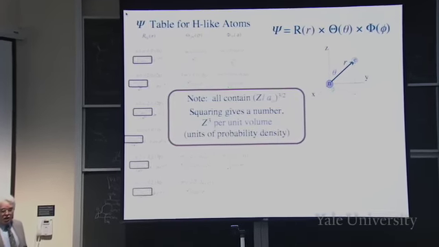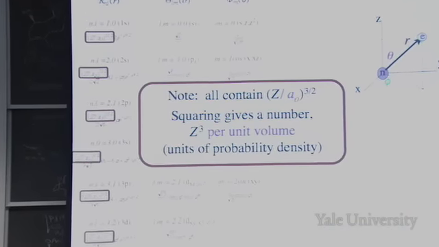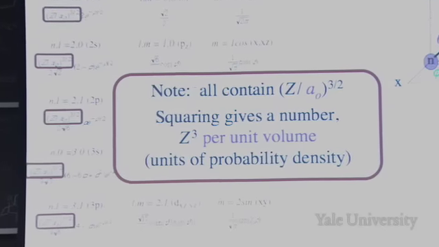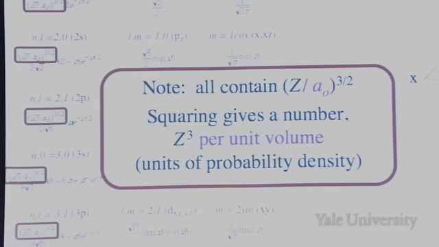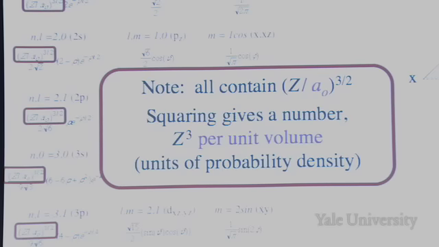Z is the nuclear charge. A0 is a unit of length of half an angstrom about. Okay, so to the 3/2 power, that's pretty weird. But remember what you're going to do with the wave function? What do you do with wave functions other than find energy? Get probability density. And what do you do to do that, Sam? Square it. You square it.